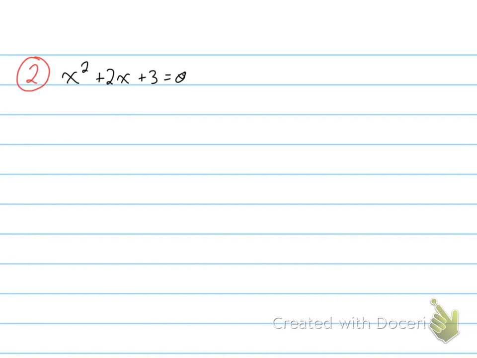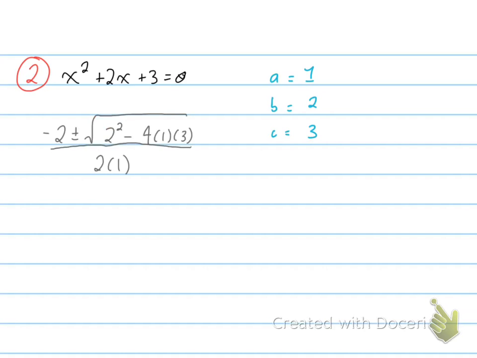Let's do one more example and call it a day. Here I have x squared plus 2x plus 3 equals 0. Again, to start, I'm going to write out my a, b, and c values. Here I have a equals 1, b equals 2, and c equals 3. When I plug it into the quadratic formula, I should get something that looks like this. And then when I simplify it, I'm going to get negative 2 plus or minus the square root of negative 8 over 2.